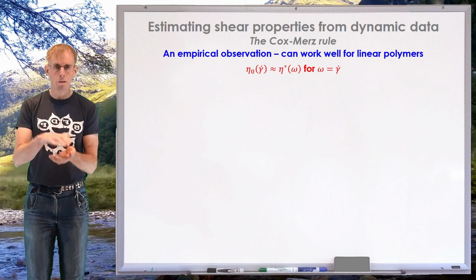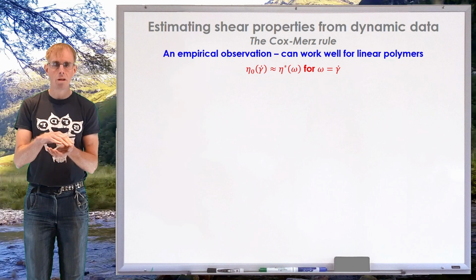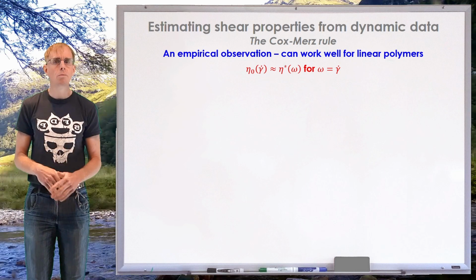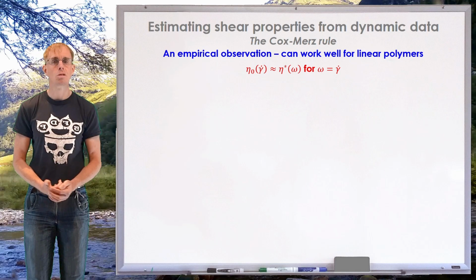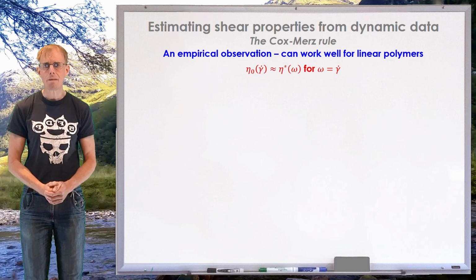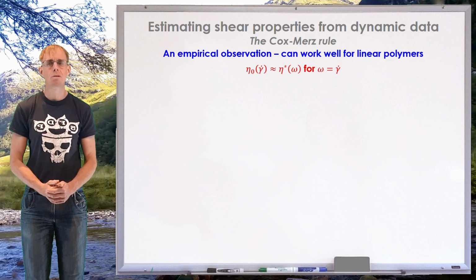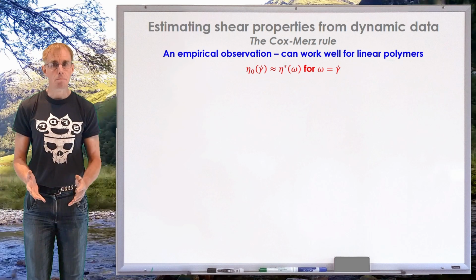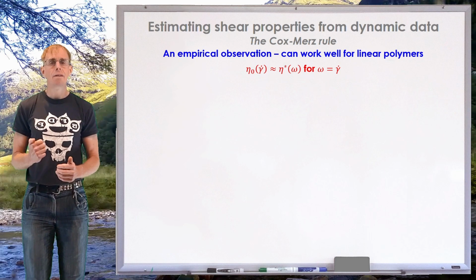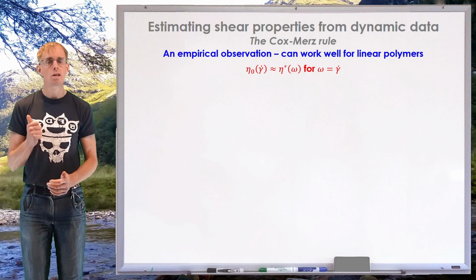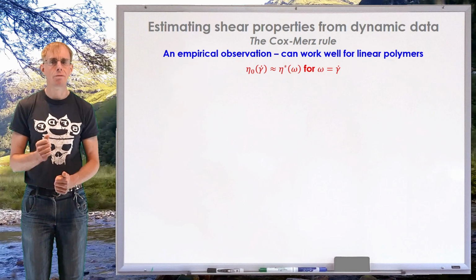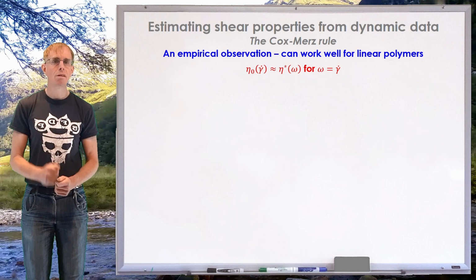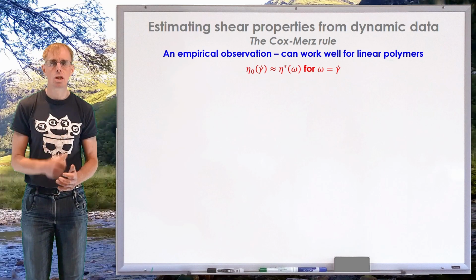We had a sample between our parallel plates being oscillated from low frequency to high frequency, so you don't have containment problems. And then we got our G prime, our G double prime, and our complex viscosity eta star measurements from those data. The Cox-Merz rule allows us to say that for some polymers, typically linear polymers, the steady shear viscosity as a function of shear rate numerically can overlay the complex viscosity as a function of angular frequency for equal numerical values of angular frequency and shear rate.